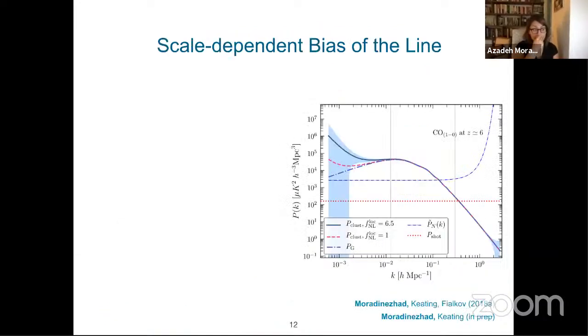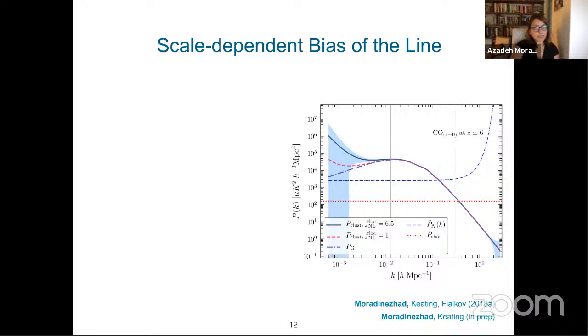Going back to the issue of non-Gaussianity, as I showed before, the impact of local non-Gaussianity is an enhancement or suppression of power on large scales, and the same as you would see for galaxies, you would also see the same signature for any other biased tracers of dark matter. In particular, line intensity is also a biased tracer of dark matter.